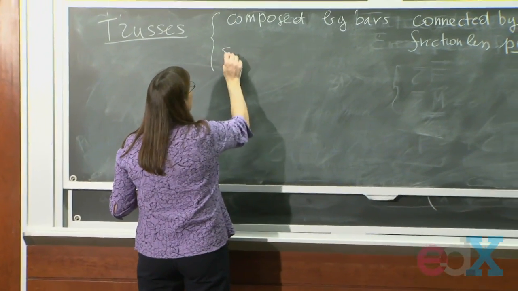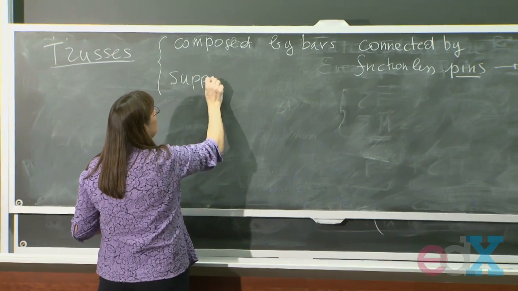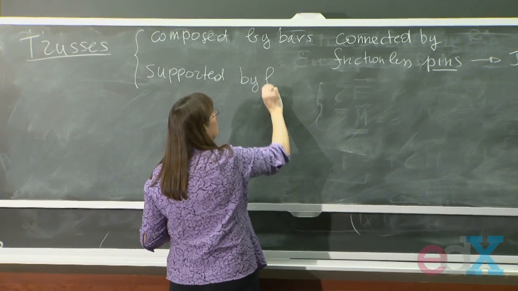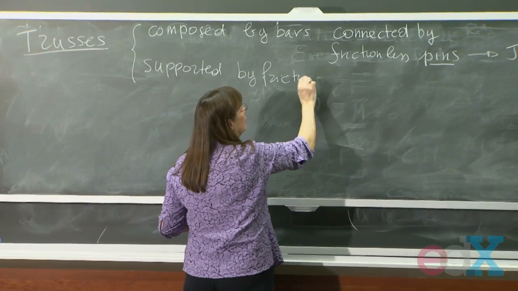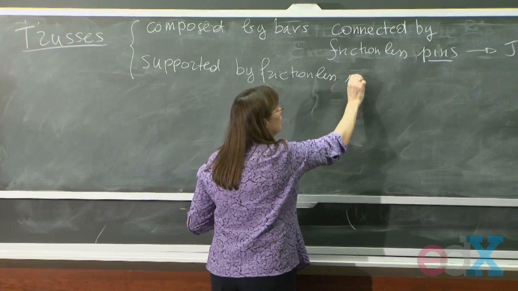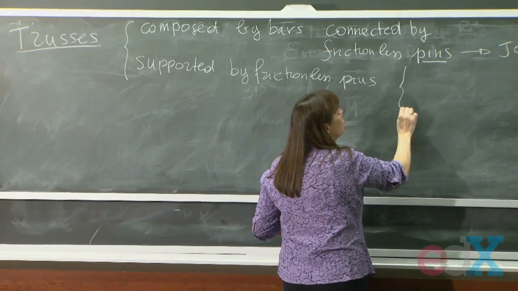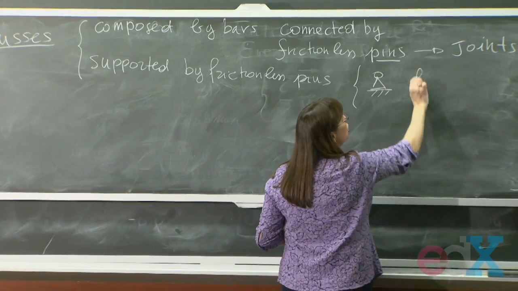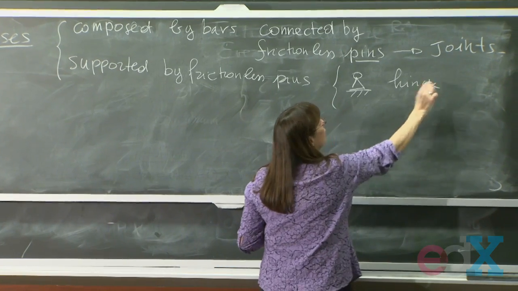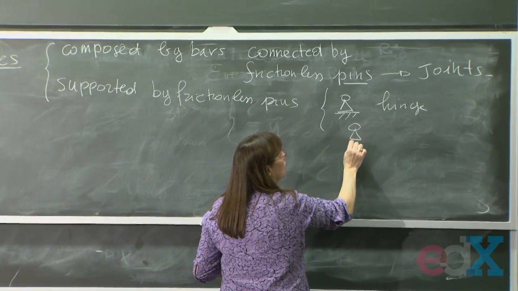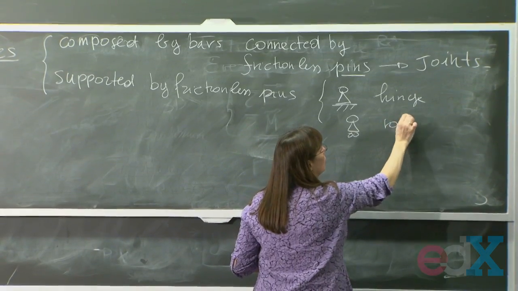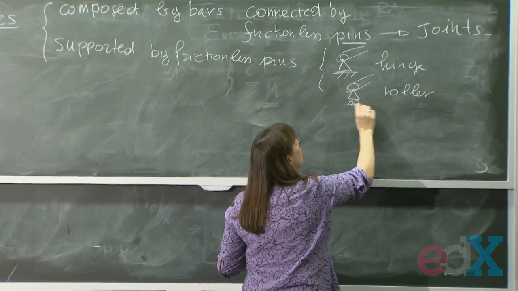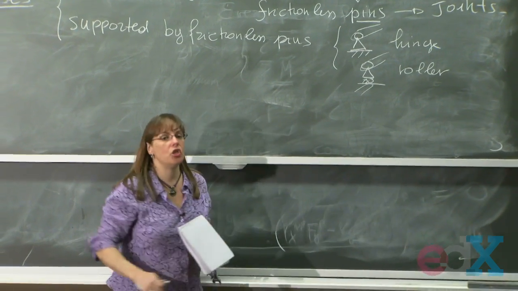And it is supported also by frictionless pins. So it can be supported by what we call the hinge, or what we called a roller. So the bars are attached to the ground either through hinges or through rollers.